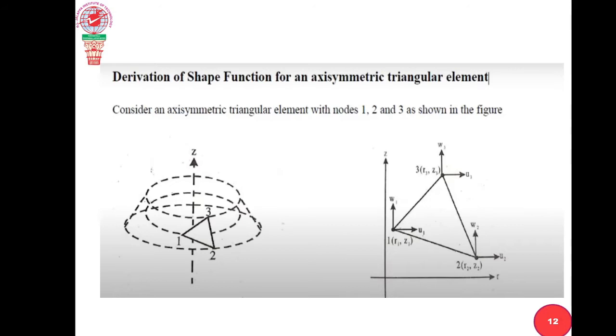In order to understand the stiffness matrix derivation, first you have to understand the shape function derivation for an axisymmetric element. Otherwise you won't. Okay, let me take up the first derivation, the shape function for an axisymmetric triangular element.